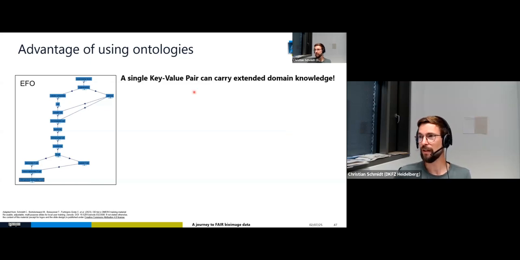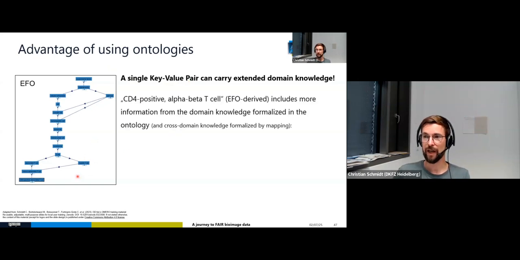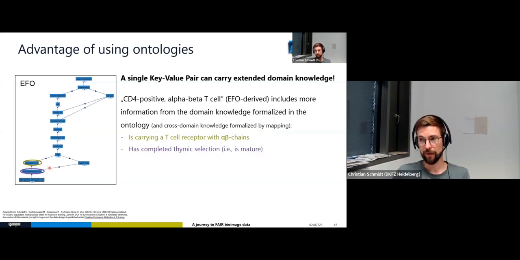Because let's say I take a single key value pair just from an ontology. And in my case, the example was a CD4 positive alpha beta T cell, which you find here in the tree of the EFO ontology. Then implicitly in that term, I have included much more information than I have actually said in the individual term, because the ontology has formalized that it is a cell that's carrying, for example, alpha-beta chains, not a gamma-delta T cell. It is a mature T cell, so it has completed thymic selection. It's circulatory properly. It's not sticking in the thymus.